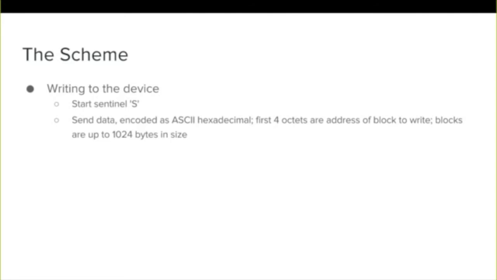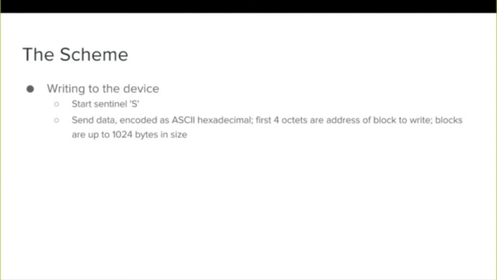So we're gonna say that's 1,024 bytes. There's actually a reason for that. We'll talk about that later. But it's 1,024 bytes in size, so we can only send 1,024 program bytes at a time, which means we need some way of saying the order, right? We need some way of saying that this block belongs here. And the way we do that is that the first 4 octets, the first 4 bytes we send, which is the first, how many characters?